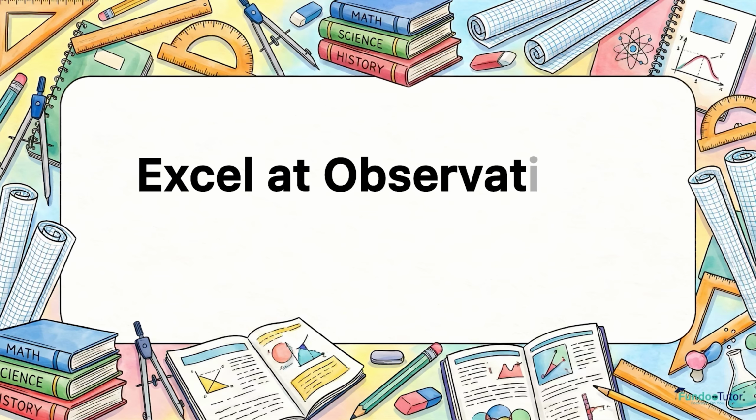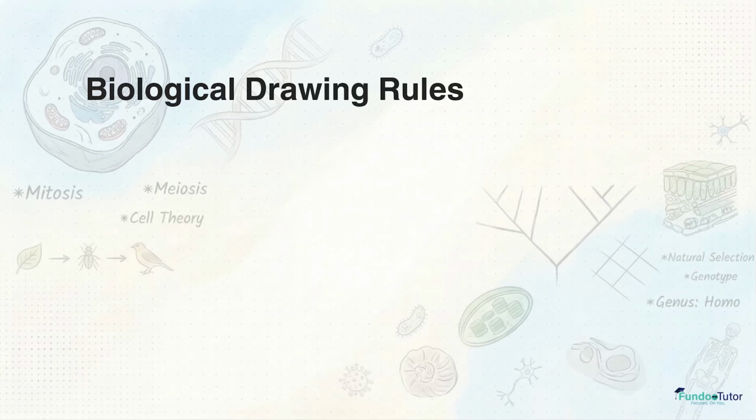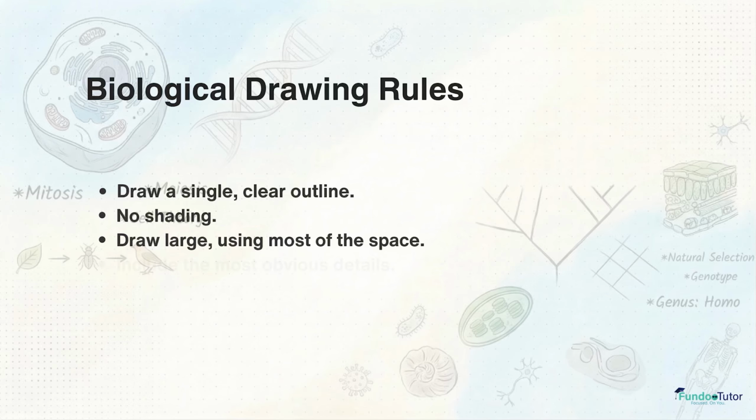All right, on to our third and final skill set, observation. This is where we'll cover the whole shebang, from making accurate scientific drawings to doing calculations and comparing different specimens. Now, biological drawings, they have their own special set of rules, and it's not about being an artist. These are scientific diagrams. The key things to remember are use a sharp pencil, draw big so it uses most of the space, use single clear outlines with absolutely no shading, make sure you include the key details you can actually see, and of course add labels if the question asks for them.